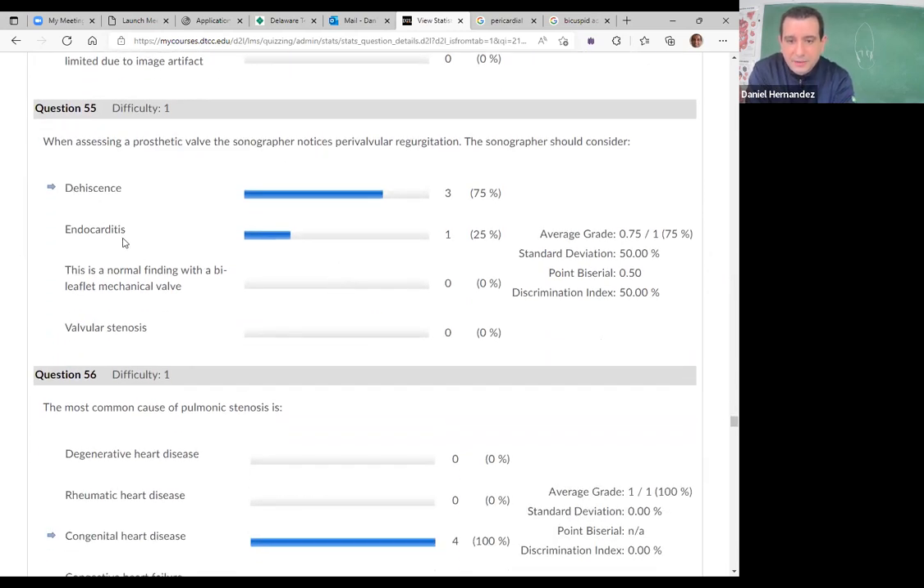In addition, endocarditis typically is going to affect those valve leaflets. You'll see the vegetation developing along the valve itself, and that would create, again, regurgitation that is seen more central as opposed to along the periphery.